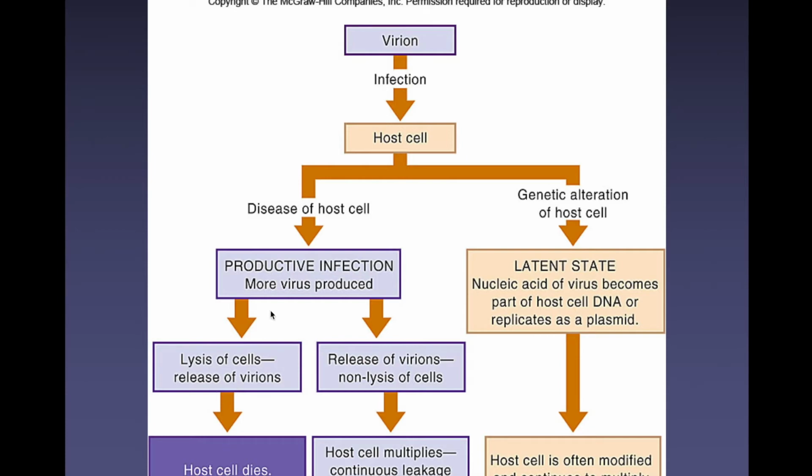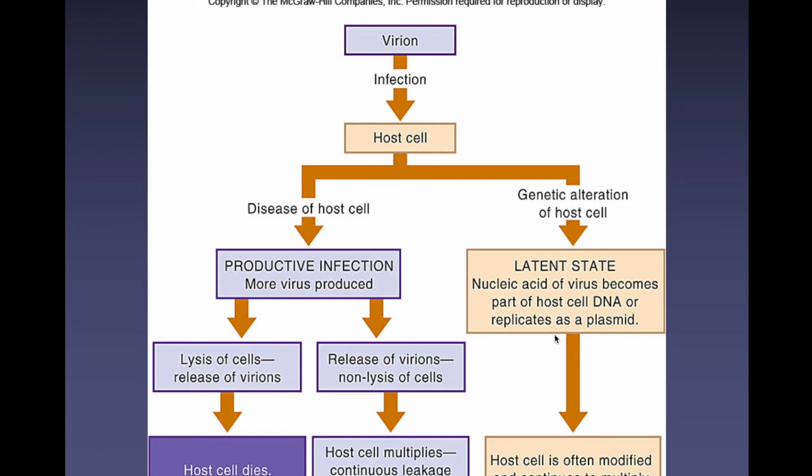This results in the death of the host cell, or a continuous release of virion particles that allows the host cell to stay alive, and a continuous leakage of virion particles. Over here, this period of latency, this is the lysogenic phase of a temperate phage, and we'll see pictures of that in just a minute. This is where the nucleic acid becomes integrated into the host cell DNA, and once it's integrated, it just becomes a part of that host cell.